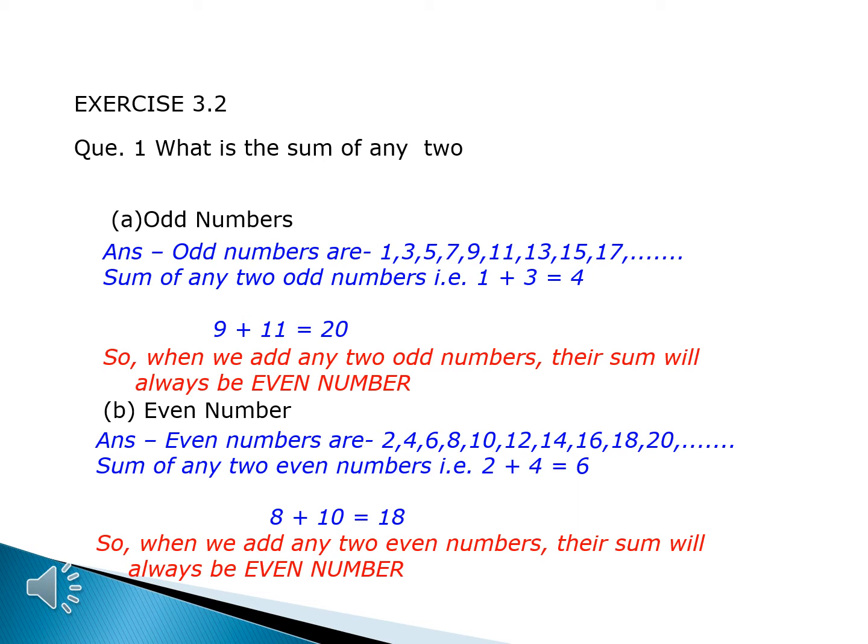Second part is, what is the sum of any two even numbers? So take any two even numbers. There is a list of even numbers in front of you. Take any two even numbers and find out the sum, and you will see that the sum of any two even numbers is also an even number.